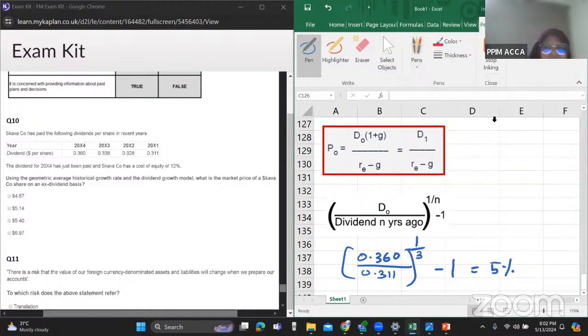So now we have everything that we need to calculate this P naught, which is the market value. There is a lag like this. Just give me a minute.